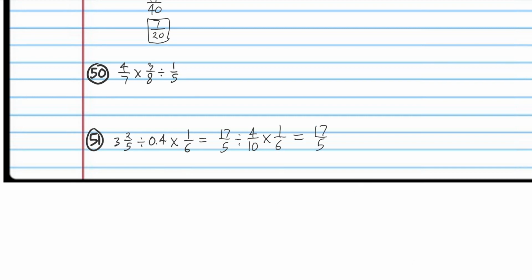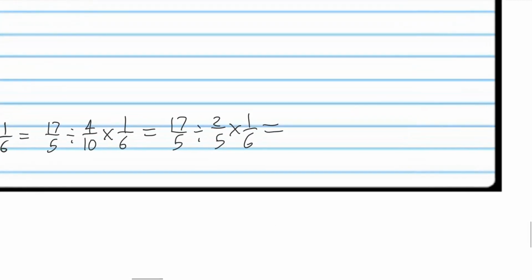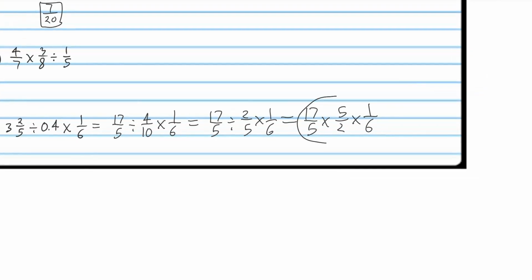Then we can reduce 4/10 to 2/5. And now here's where the important part comes in. We have to do this part first. When you're dividing, you change to multiplication. When you're dividing fractions, you change to multiplication and flip the divisor. So 2/5 becomes 5/2. And we're going to do this part first again.